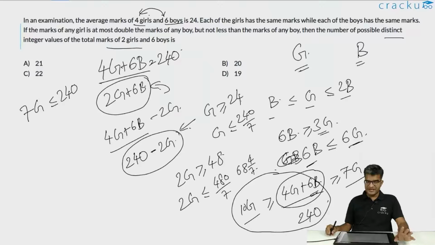So this number 240 minus 2G is greater than or equal to 171 3 by 7 and less than or equal to 192. We are only looking for distinct integer values. So the distinct integer values it can take is 172 or 173 or so on till 192. And how many such values exist? There are 21 such integer values. So the answer for this question is option A.